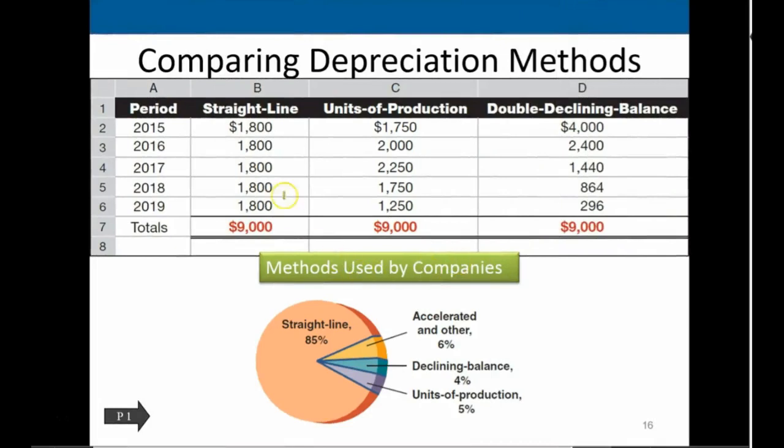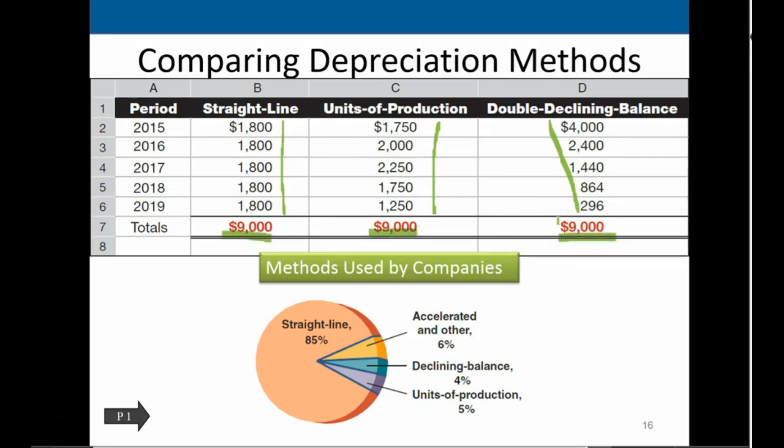So if we look at the 3 methods then, the straight line has, of course, an even method over the useful life, meaning we're depreciating it evenly. Units of production might be the most precise if we decided on a good item to allocate the depreciation on, such as miles if it was a car. And the double declining balance, you can see, heavily front loads it, which again, the net is always going to be the same, 9,000, 9,000, 9,000. But there is a timing difference.